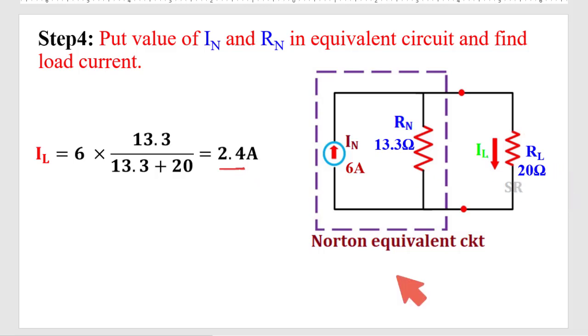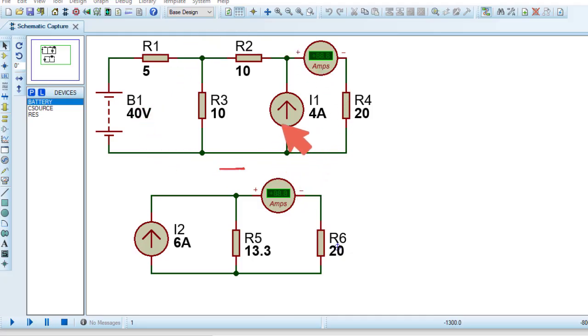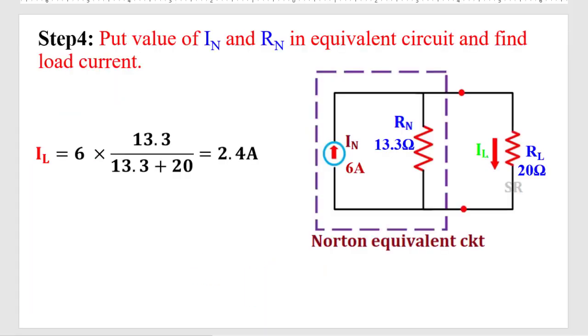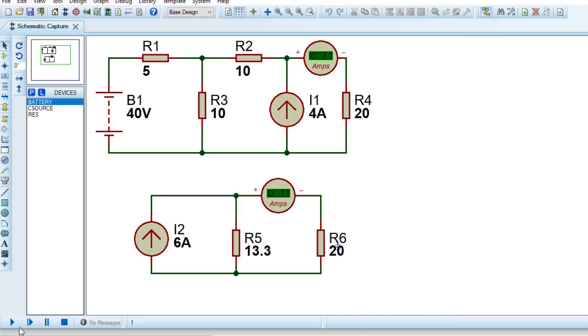Now let me show whether the calculation is okay or not. See here, this is the main circuit. This ammeter is connected in series with the load, and this is the Norton equivalent circuit. This is the Norton current 6 ampere, Norton resistance 13.3 ohm. My calculated value is IL equal to 2.4 ampere. Running the simulation, in the main circuit I am getting 2.4 ampere. In the Norton equivalent circuit also I am getting 2.4 ampere. So my calculation is perfect.